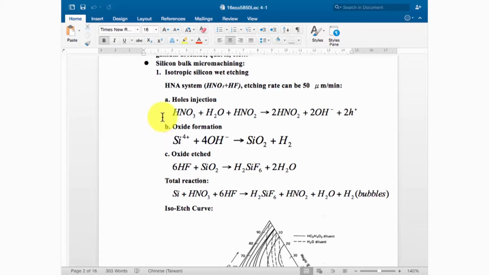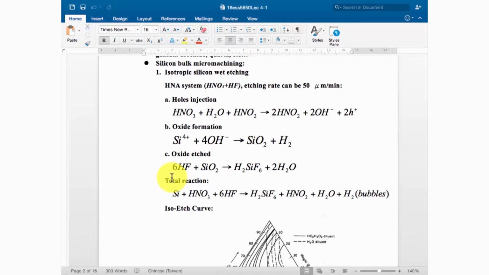So you can consider nitric acid a strong oxidant acid. You can oxidize the silicon to become silicon dioxide. Then the silicon dioxide can be etched away by hydrofluoric acid. If you consider the first two steps combined into one step, there are two important steps: nitric acid oxidizes your silicon into silicon dioxide, and then the silicon dioxide is etched away using hydrofluoric acid.